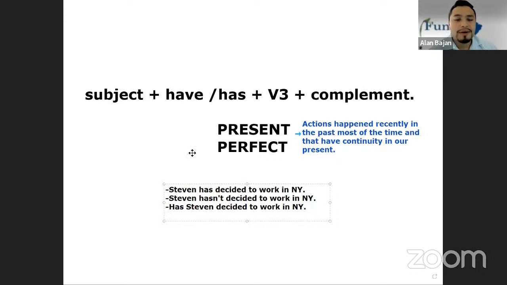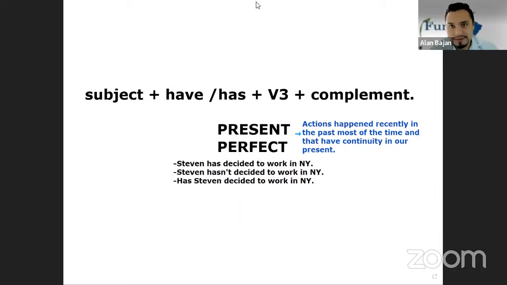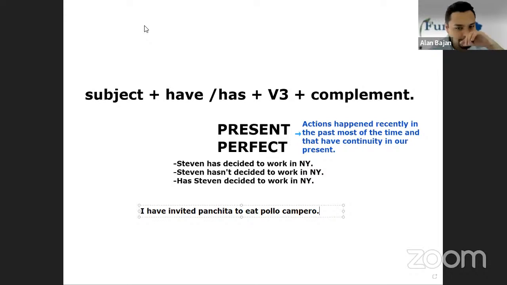Okay. So please think about one action you did yesterday, a recent event, and write one sentence. Thinking of one event very recently. For example, I have invited Panchita to eat pollo campero. Why do I use pollo campero? Because it's the name of the restaurant, pollo campero. I would not say chicken campero. I know for that we don't have translation.